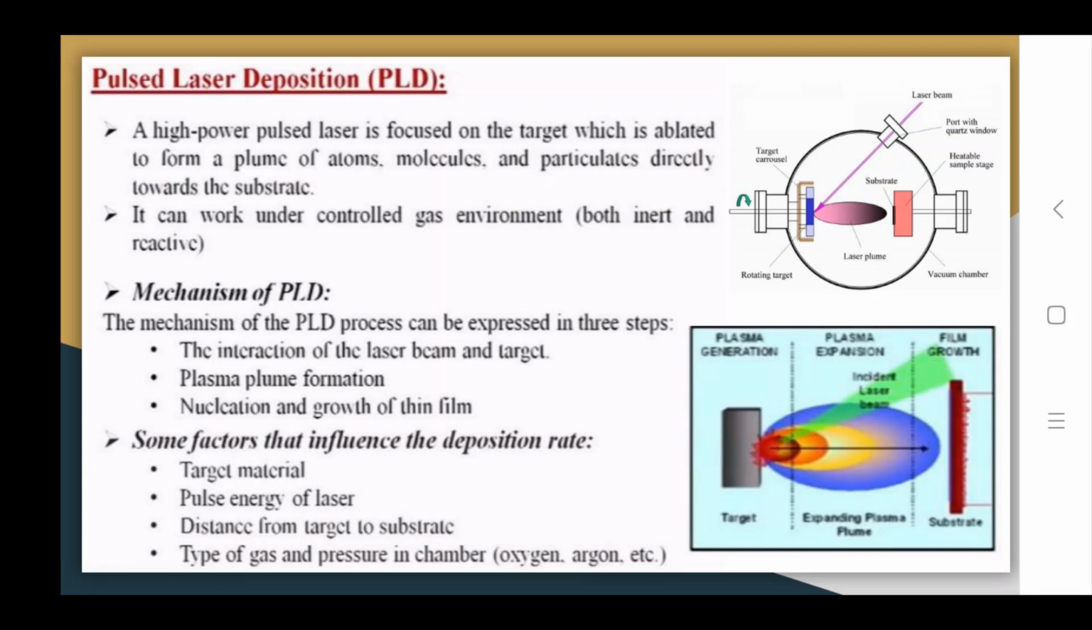Now how you are going to control your laser depends on whether it is pulsed, meaning there will be an on or off mechanism, or maybe continuous. So it depends upon what type of energy source you are using. Some factors that influence the deposition rate are the target material, pulse energy of the laser, distance from the target to the substrate, and type of gas and pressure in the chamber, such as oxygen, argon, etc.